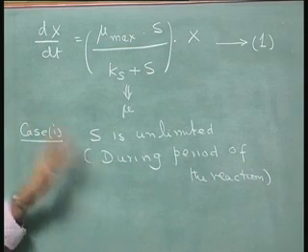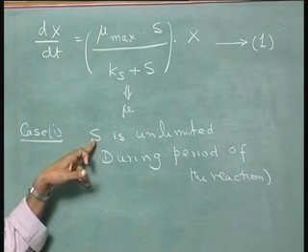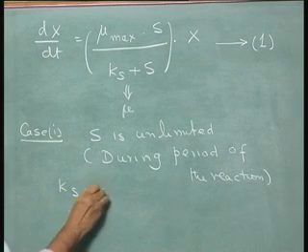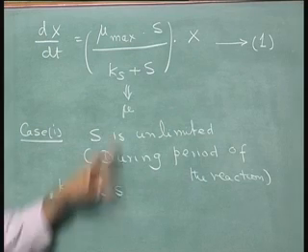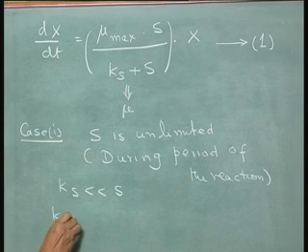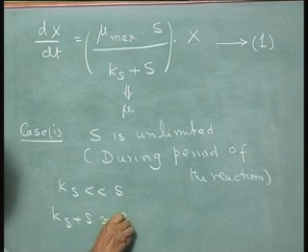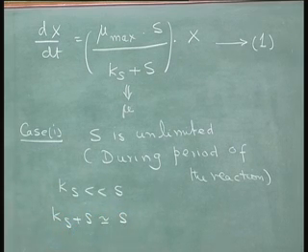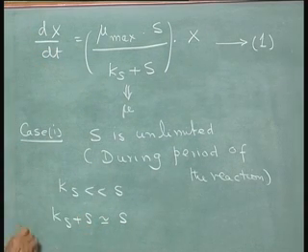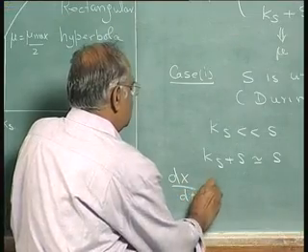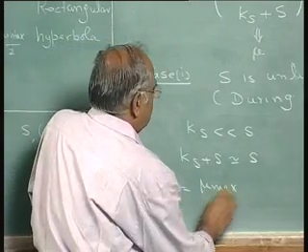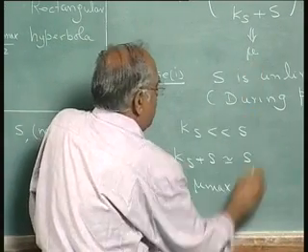Now, during that particular time, we can assume substrate is unlimited, as a result of which Ks is very small compared to S. That is, in this denominator, Ks is very small compared to S, and hence we can say Ks plus S is approximately equal to S itself. So, substituting this in this equation, dx by dt now equals mu max into x.